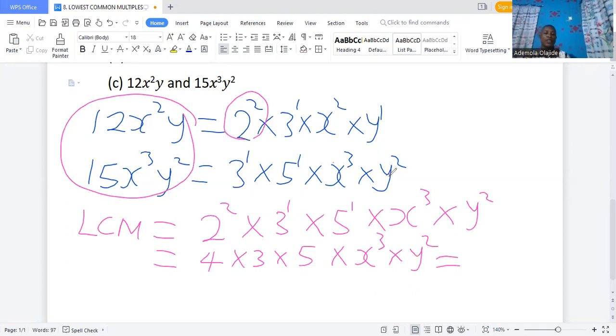And this will give us, if you say 4 times 3, you get 12. And 12 times 5, you know, is 60. So that is 60. And we now have 60x cubed y squared as the LCM of these two expressions.